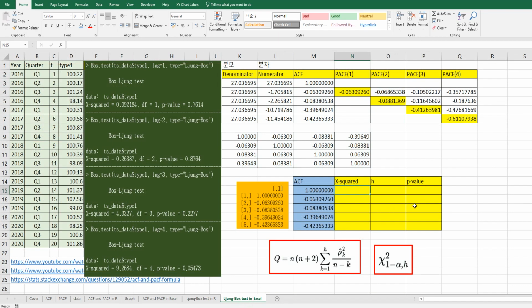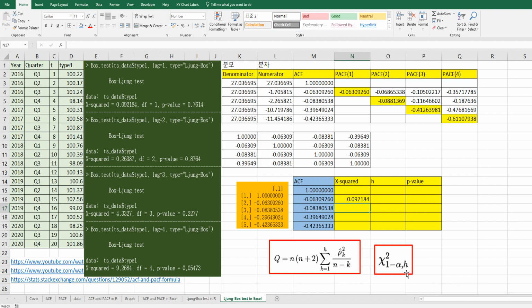Let me show you how to calculate the Ljung Box test statistic and p-value in Excel. Right, so the chi-square Q value is here. This is the formula for Q. There are 20 observations, times 22, times rho k squared, over 20 minus 1, which is 19.